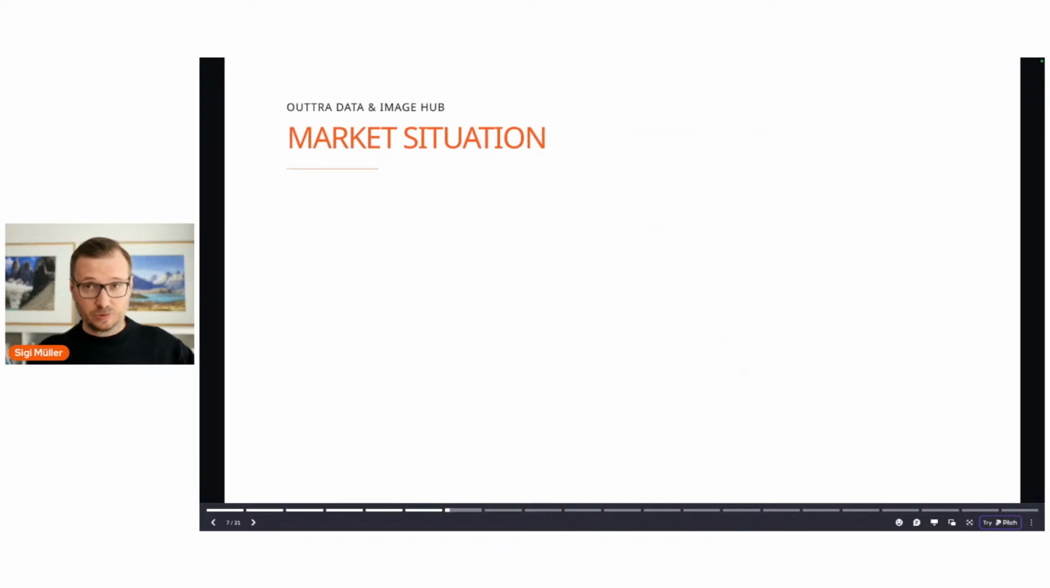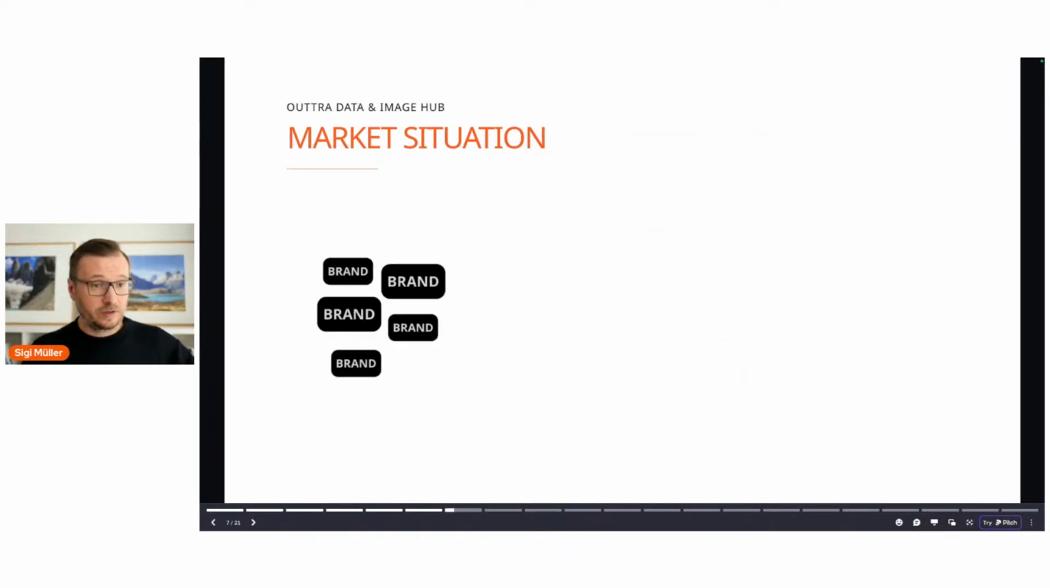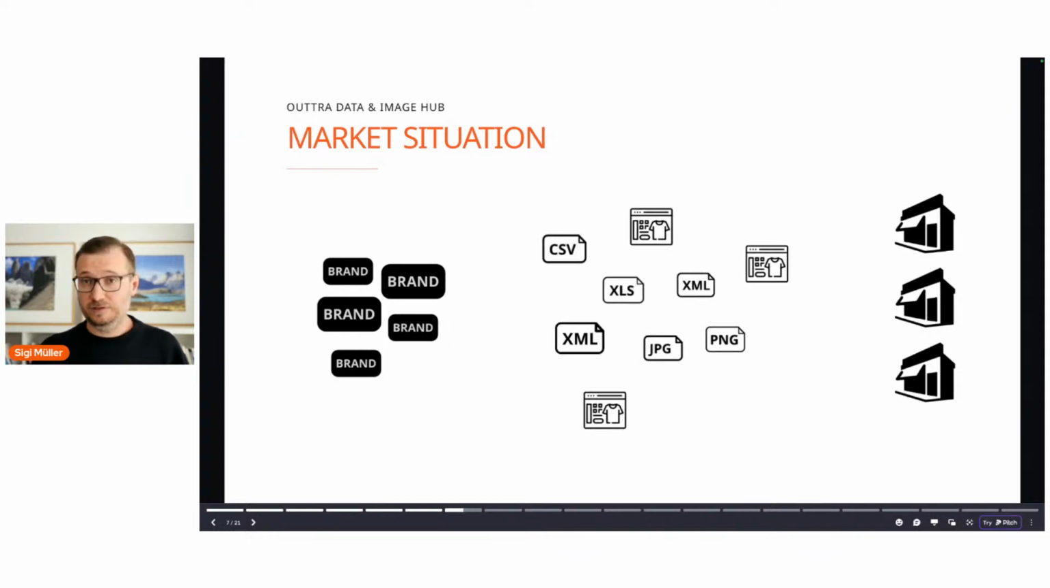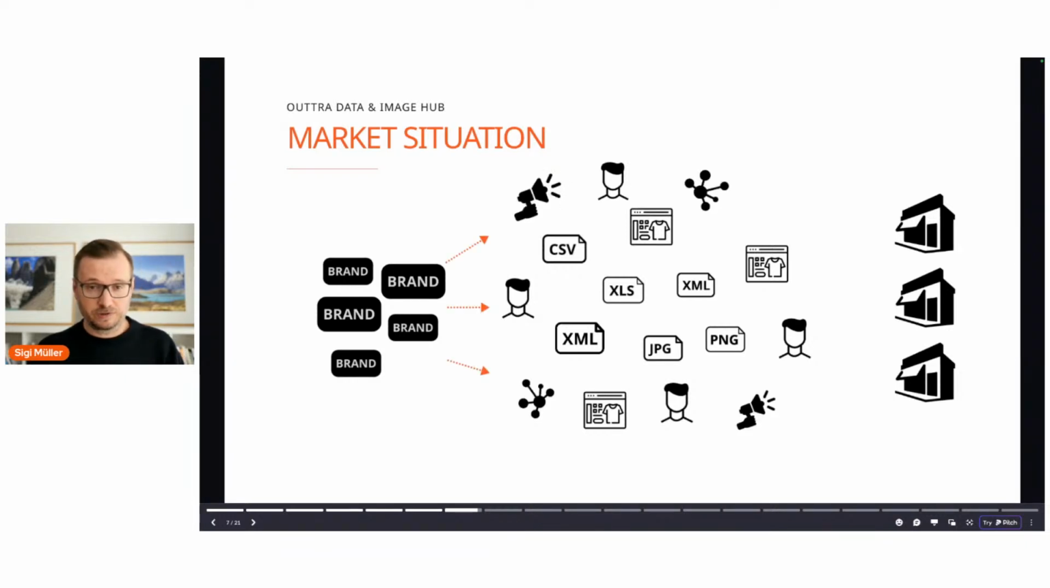Because the market situation right now is the following. We have different brands and we have different retailers. Now, both parts need to exchange data with each other, right? So then we have different data formats while exchanging this data. We have CSV files, we have XML files, we have PNG and JPEG images, we have different types of catalogs. We have different participants there. And we have different networks, and this takes really long and it's really complicated and not really fault tolerant if we want to exchange this data in an efficient manner.